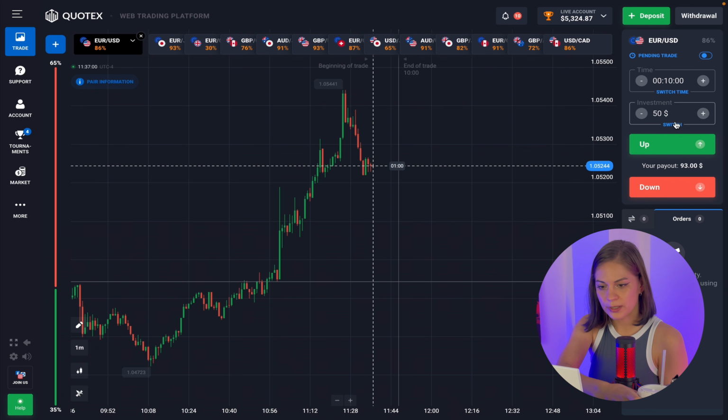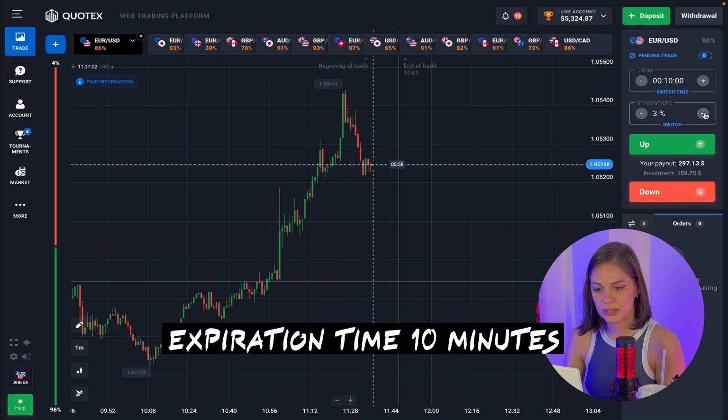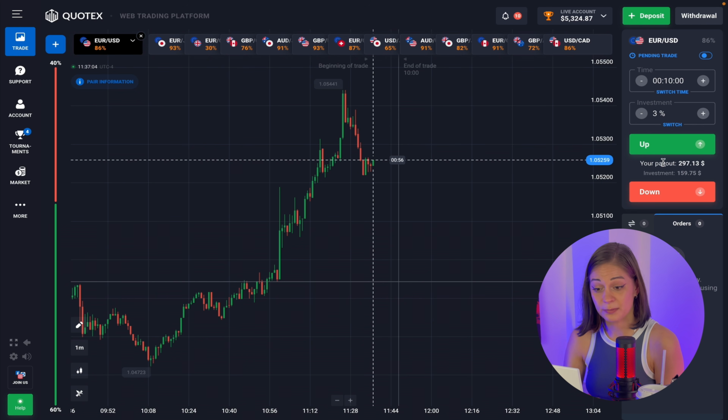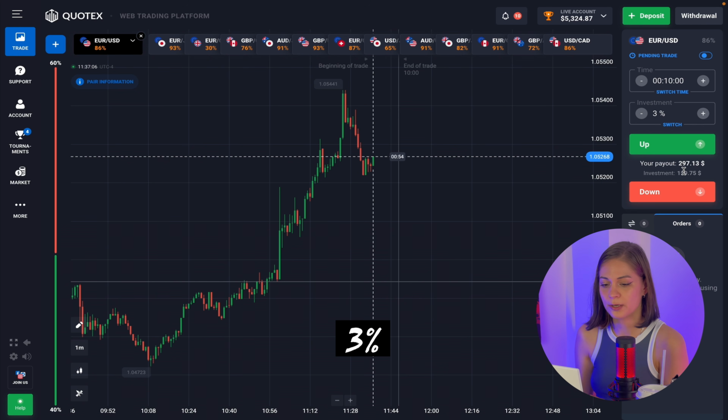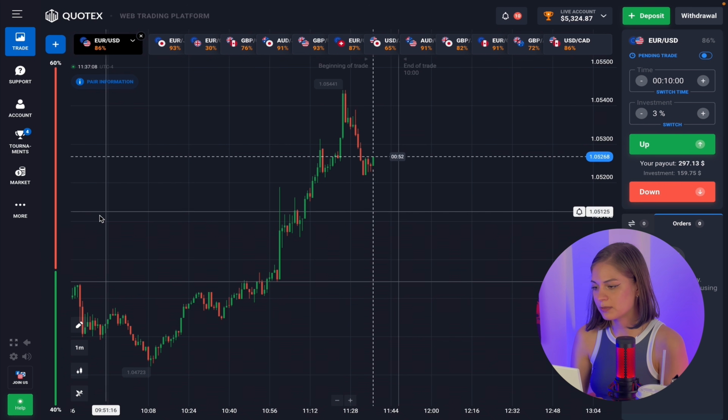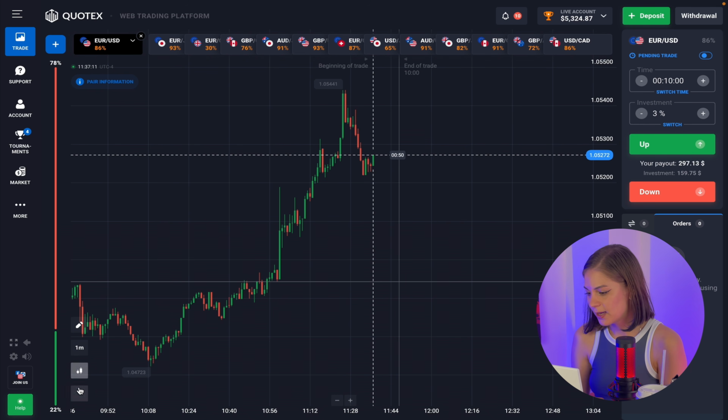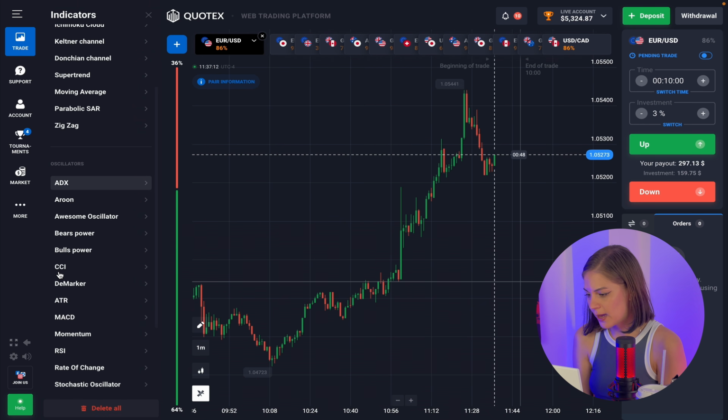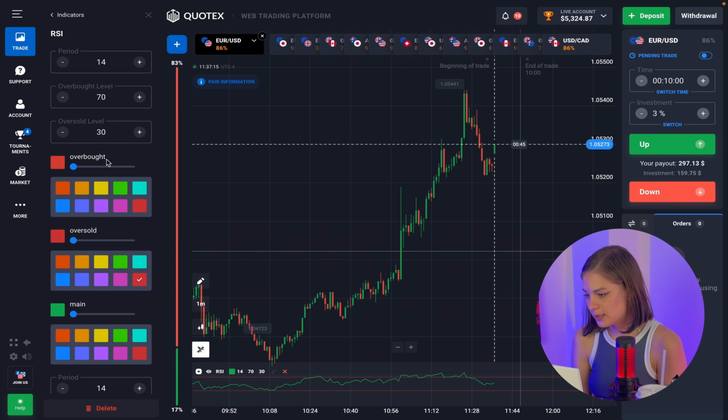So we're getting expiration time 10 minutes, and the amount of money that I'm going to use is 3%. It's around $160 in my case for my balance. Then we also need to add the RSI indicator.